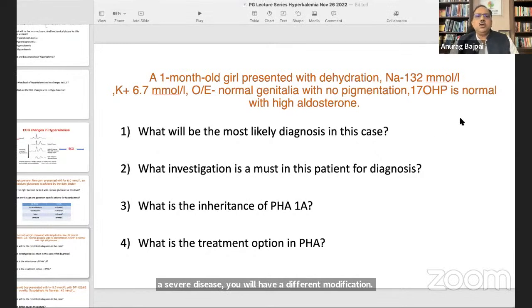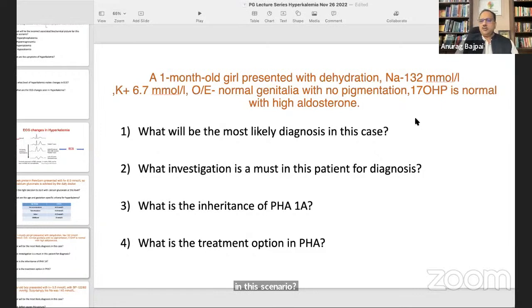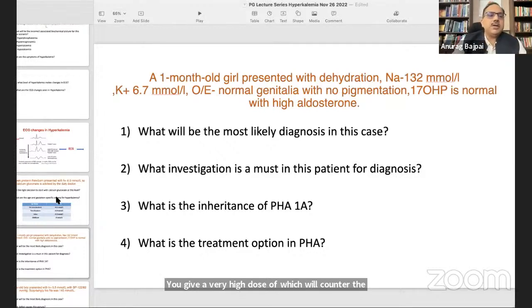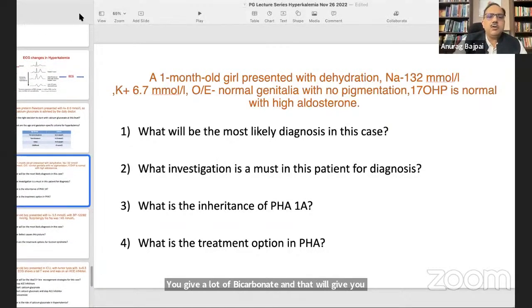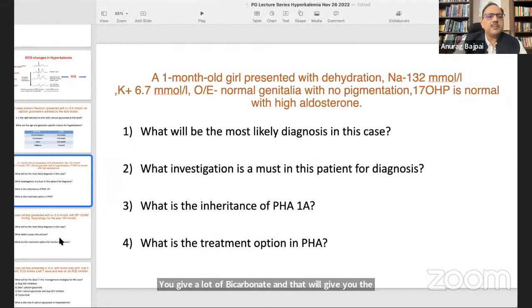The next question is, what treatment will you like to give in this scenario? We can ask people to put up the key treatment that we can give. Essentially, you have a deficiency of the effect of aldosterone. You give a very high dose of aldosterone, which will counter the effect. You give a lot of salt. You give a lot of bicarbonate, and that will help you in reaching that goal.